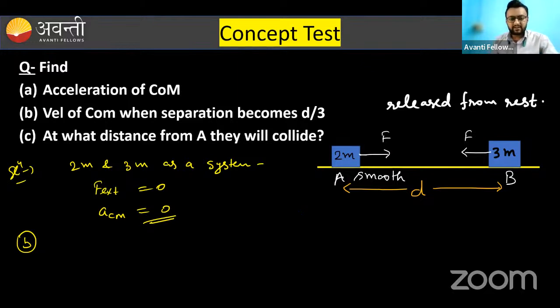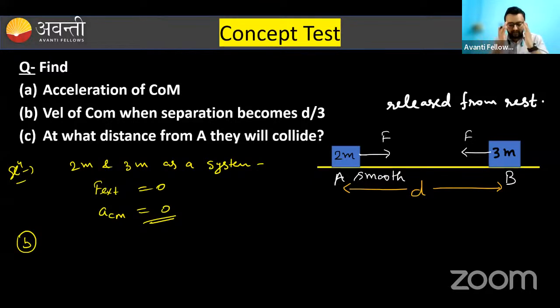Okay, now let me answer. Can you see that initially they were at rest? If initially they were at rest, that means their center of mass has zero velocity. Now they were released, and acceleration is zero. F external is zero. So the center of mass will remain at rest.